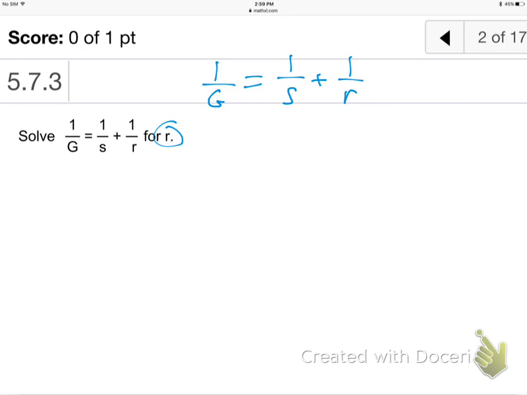So I can't just cross multiply, can I? What do you do when there are 3 fractions instead of just 2? Common denominator. Top, top, top. What's the common denominator? GSR. You need one of each, huh? Yeah, GSR. Top, top, top.